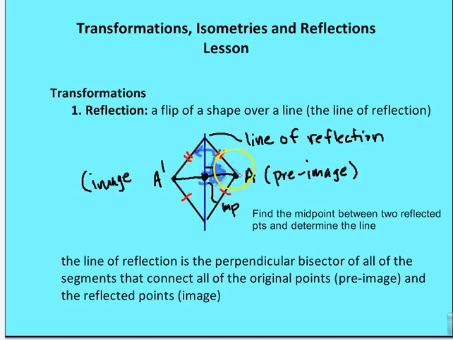This forms a right angle. And then I know if the slope of AA primed is m, then the slope of the line of reflection is going to be -1 over m. All right, so the line of reflection is the perpendicular bisector of the line segments joining the pre-image and the image for all the points that are being reflected. All right, so that's reflection.